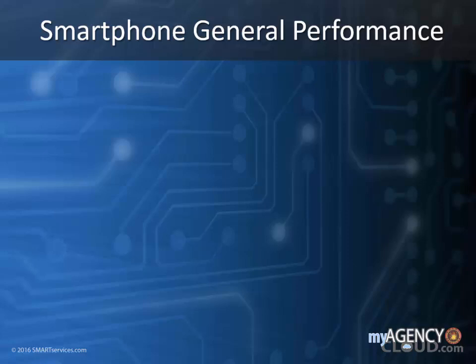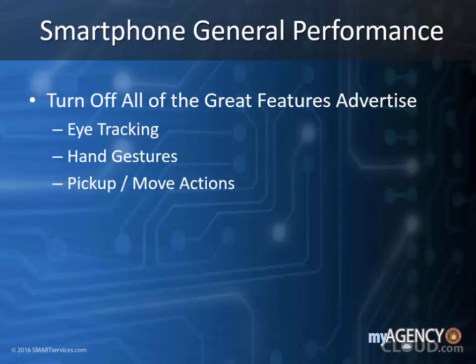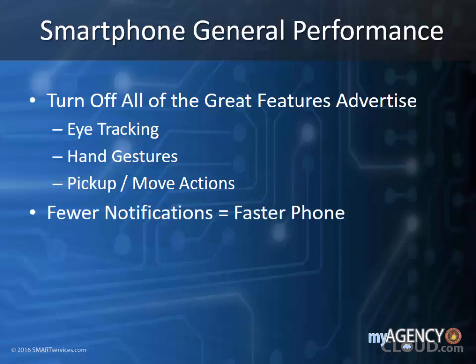General performance tips. We get a phone that we're spending hundreds of dollars on with all these cool features, and I recommend you turn all those cool features off. Some examples of those are the eye tracking, the hand gesture tracking, the pick up and move action where you automatically pick up your phone and it starts a call. The more of those things you have turned on, the slower your phone goes. And then also, fewer notifications equals a faster phone. If you get pop-ups for every single thing out there, that means those things are running in the background, tying up resources. So if you shut off your notifications, your phone will run faster.